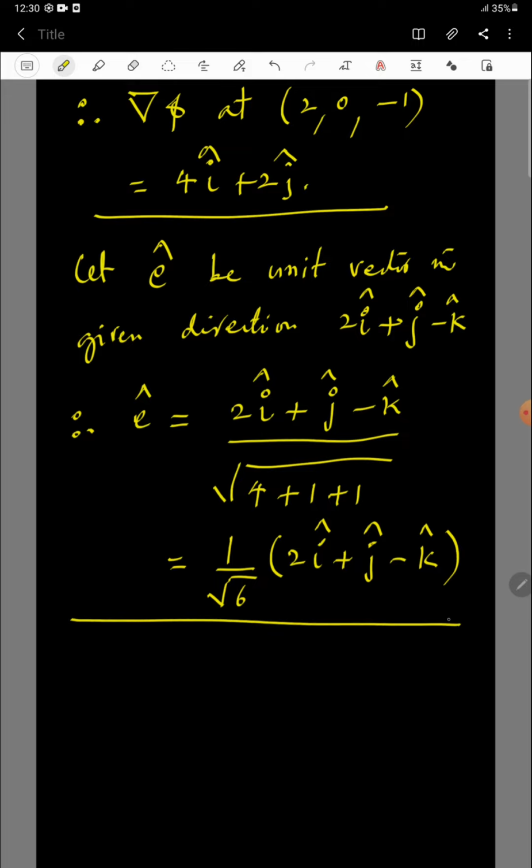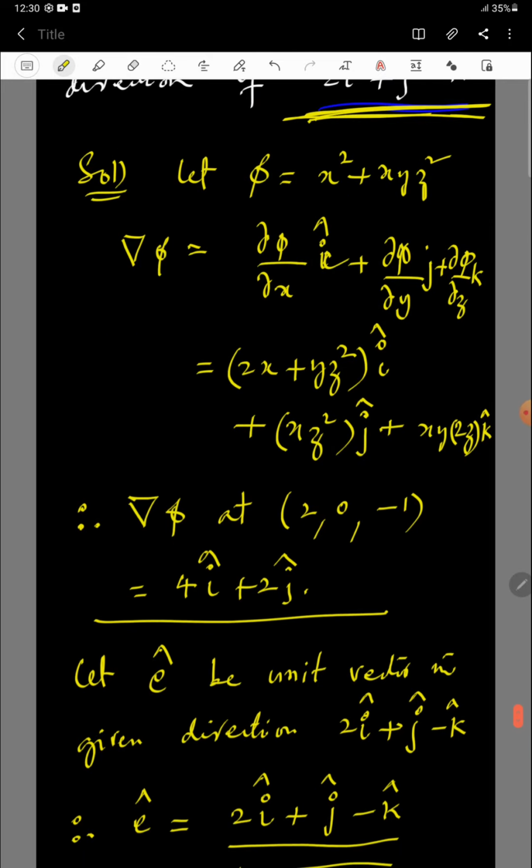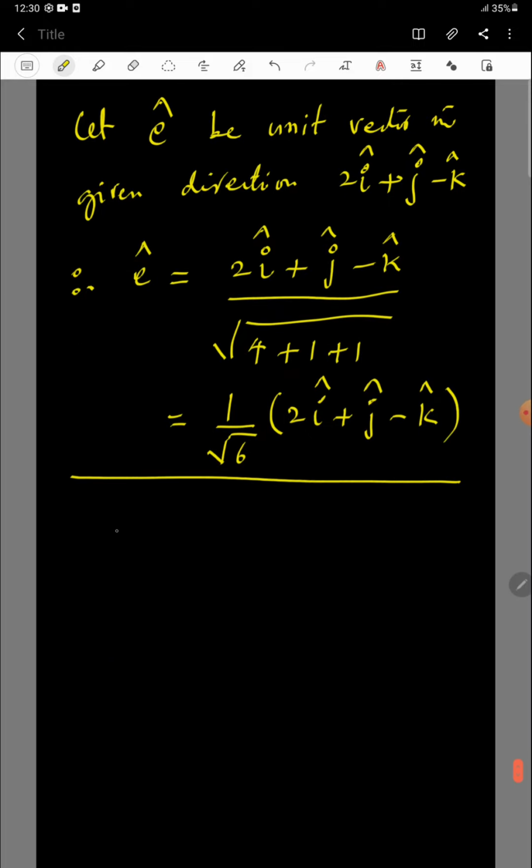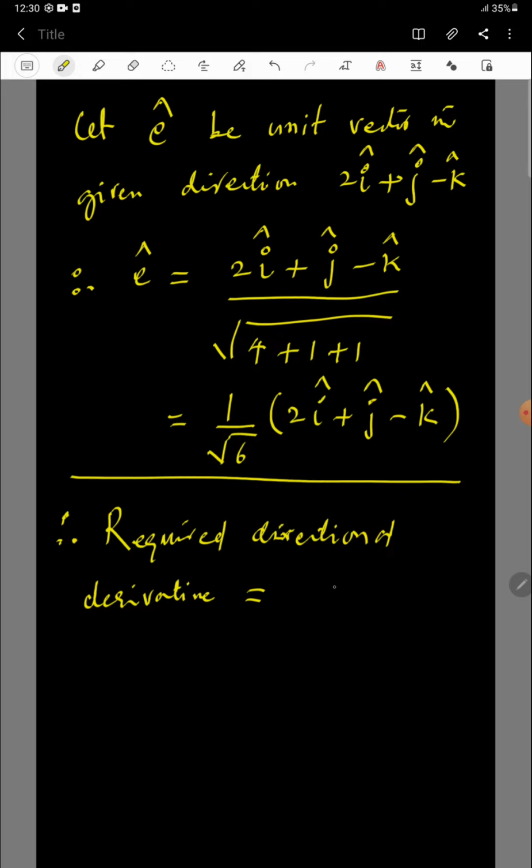So this is second part. Don't draw the lines in the examination. I just want to show you how many parts are there in that. First is finding del phi and substituting the point. Second is finding the unit vector in the given direction. The last step is therefore the required directional derivative. Required directional derivative means whatever directional derivative we want, that is nothing but the dot product of this del phi, whatever del phi we got at the given point, and this particular e. The dot product of these two is the result which we require.